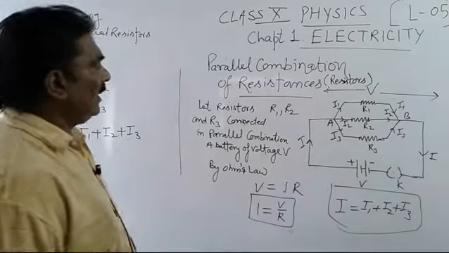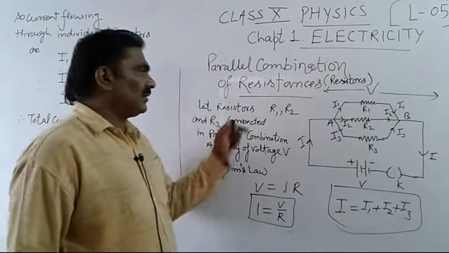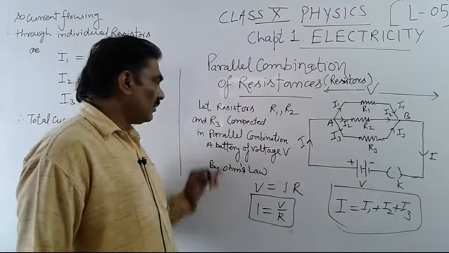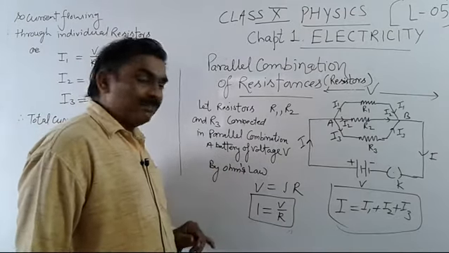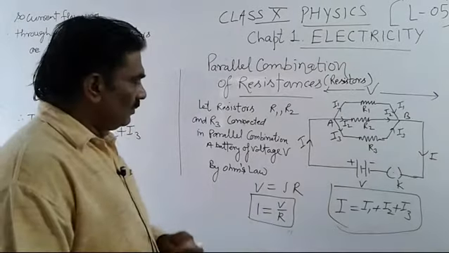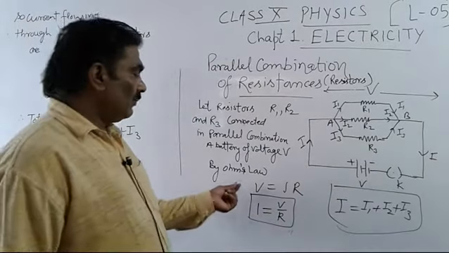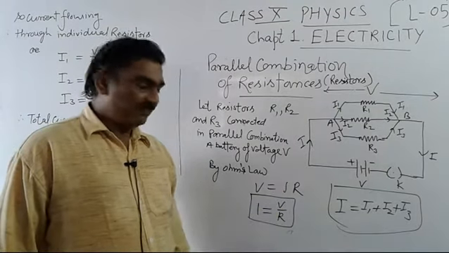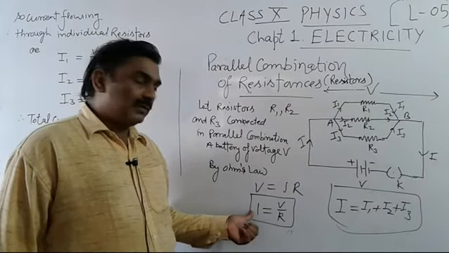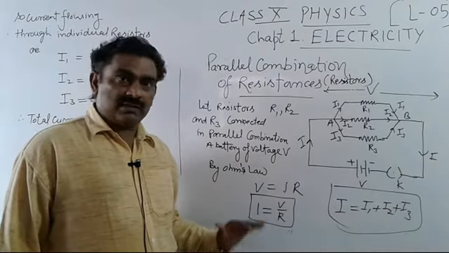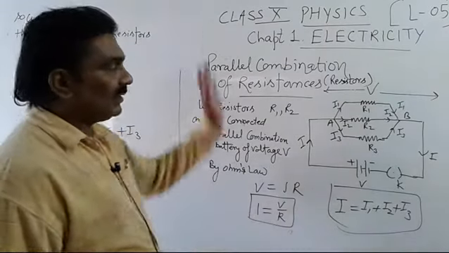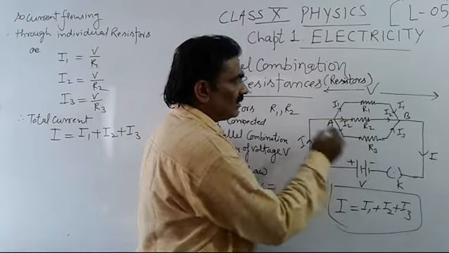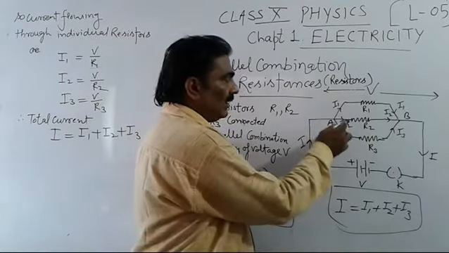So let us write: let resistors R1, R2 and R3 be connected in parallel combination, and a battery of voltage V is also connected. By Ohm's law we know that potential difference is equal to electric current into resistance. We can write I is equal to V upon R. This is the general way to find current. Now this current divides into three currents: I1, I2, I3.